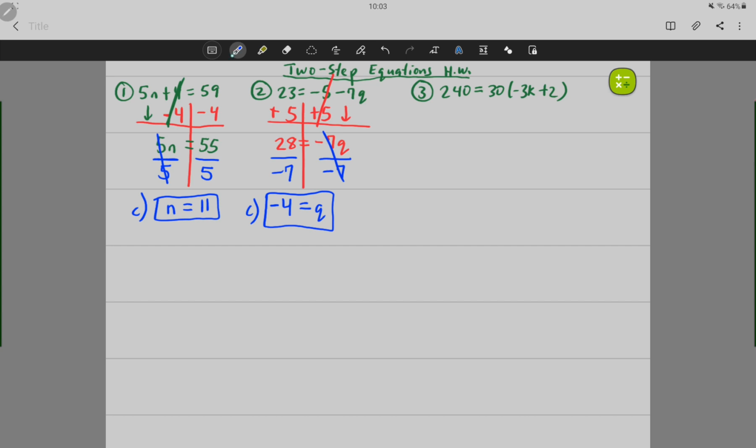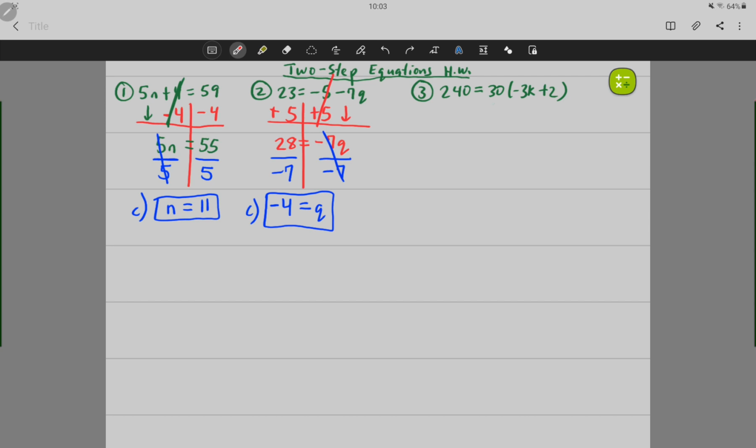Okay, number 3. So 3, we're getting into the distributive property, as we see here with the parentheses, right? So as we took a look at on the practice version of this, on the two-step equations, I showed you 2 different ways. One way, which I'll do here, is to distribute.